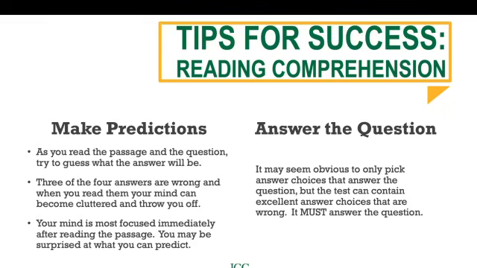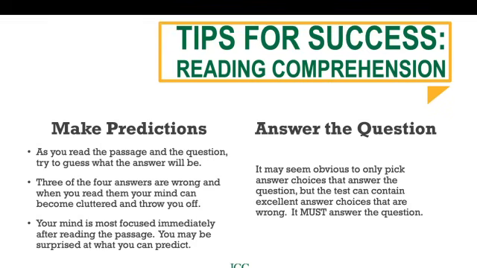So as you're going through your reading comprehension questions, you're going to be deciding whether or not you can directly answer the question or at the very least make predictions about the answer to the question. As you make predictions, you're going to read the passage, read the question, and try to guess what the answer is going to be. Three of the 4 answers are wrong, and when you read them, your mind could become cluttered and perhaps confuse you or even throw you off. But if your mind is most focused immediately after reading a passage, you may be surprised at what you can predict.